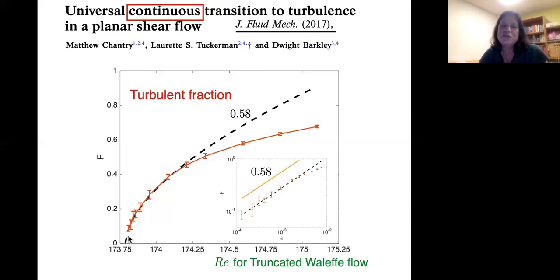We can't do an infinite domain. When we did this, the turbulent fraction as a function of Reynolds number, we also saw that it followed a power law that was not the square root that I'm so used to seeing from bifurcation theory, but physicists apparently have a different exponent, 0.58, that comes from the theory of directed percolation, which I knew nothing about, but this is a case of directed percolation, and directed percolation is exactly like this.